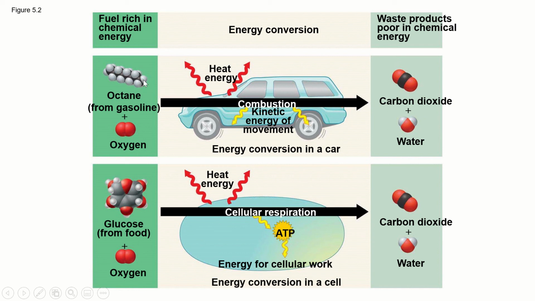The chemical bonds in the gasoline rearrange themselves in the presence of oxygen, release energy, and then create carbon dioxide and water. The same thing is actually going to be happening inside your cells. Most of your cells are going to use glucose, which is a sugar. This glucose from food combines with oxygen. The chemical bonds rearrange, heat is released, and energy is released.